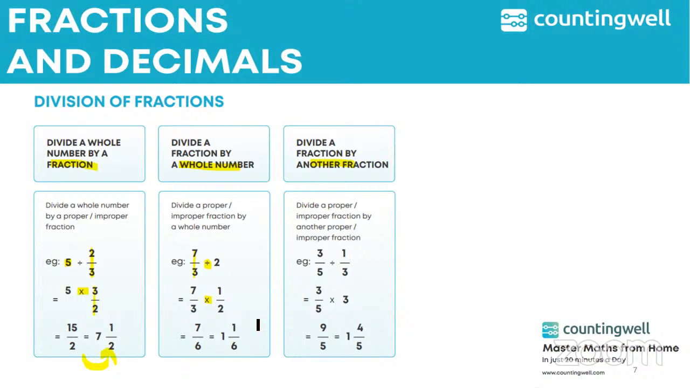Let us see how to divide a fraction by another fraction. Dividing a proper or improper fraction by another proper or improper fraction, we have to follow the same rule, by taking the reciprocal of the divisor. Here the divisor is 1 by 3, so its reciprocal will be 3 by 1. So we have 3 into 3, 9, 9 by 5, which is equal to 1 4 by 5.